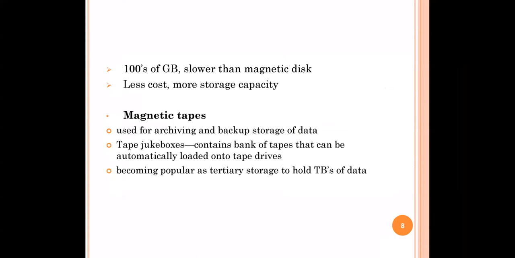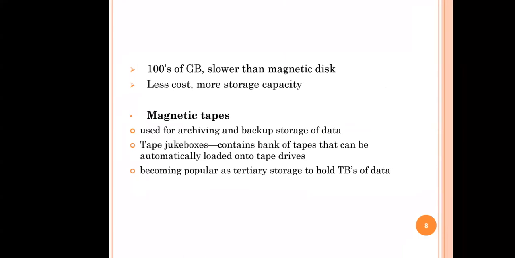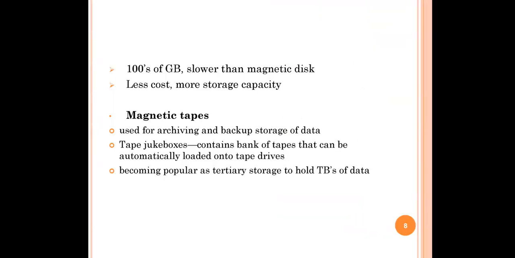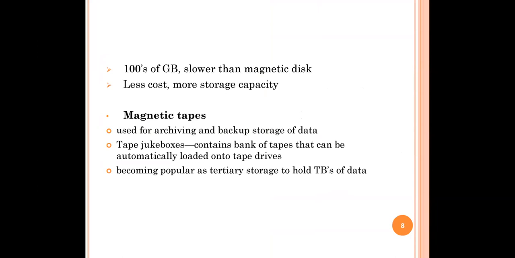Flash is slower than the magnetic disk, but it has lower cost and more storage capacity. If you take flash drives, the cost of the memory is less, whereas the magnetic disk is a high speed memory device. Flash drives are low cost and can store more data, but the speed is very low.